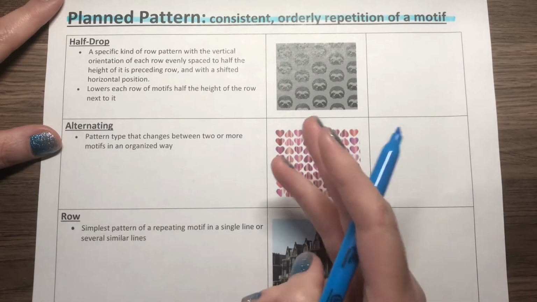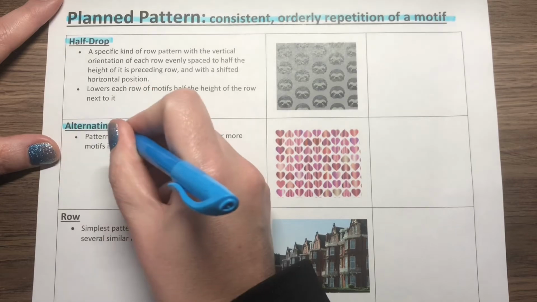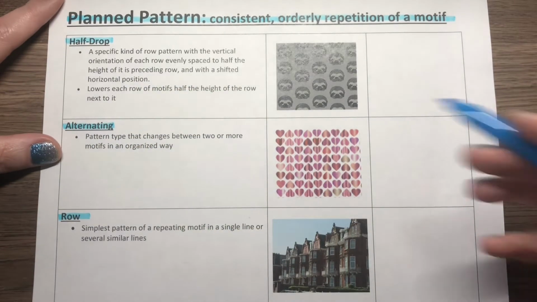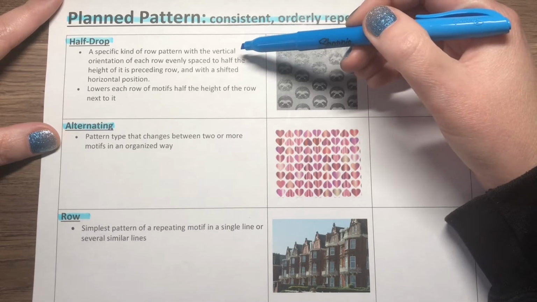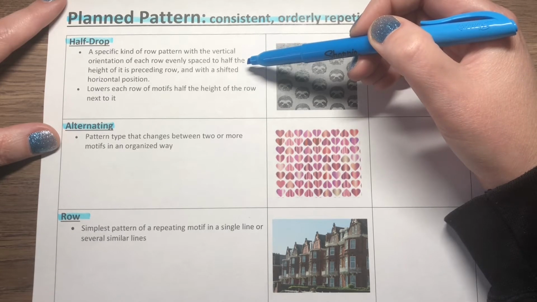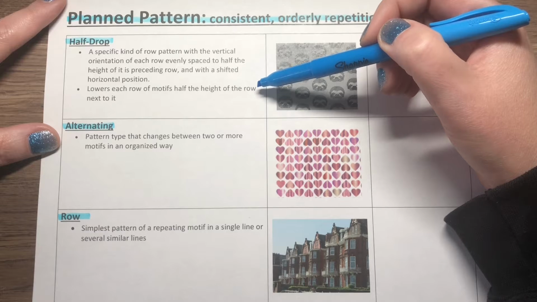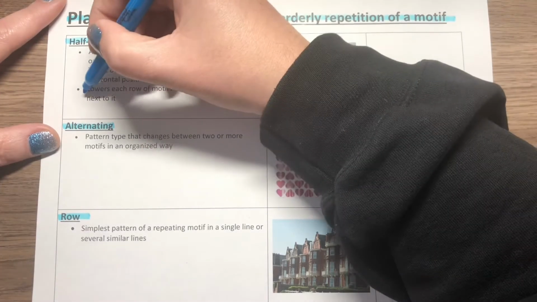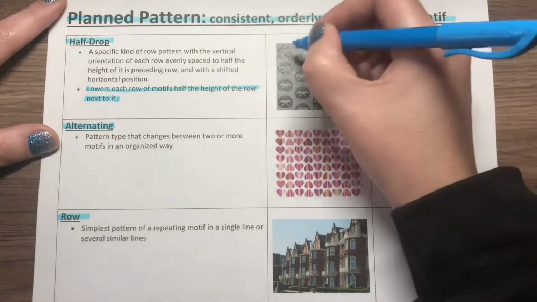And we're going to look at three different types of planned patterns. We're going to look at half drop, alternating, and row. So this first one, the half drop, is a specific kind of row pattern with the vertical orientation of each row evenly spaced to half the height of its preceding row and with a shifted horizontal position. So what that means is it lowers each row of motifs half the height of the row next to it. That's the one you're going to write down, and then I'm going to explain that, okay?